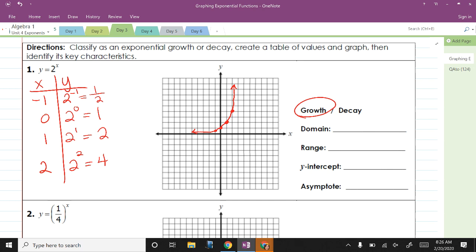All right? The domain. Now, we've talked about domains before a lot, right? Domain is talking about what values? X's. So our X's from left to right are going to hit what?